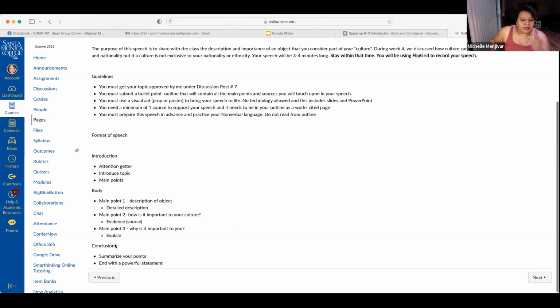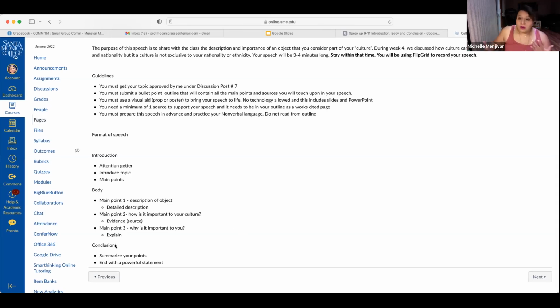And lastly, why is this object important to you? What's the purpose of this object in your life? Why did you choose this object? Why is it important to you? And in conclusion, summarizing the points that you went over and ending with a powerful statement.